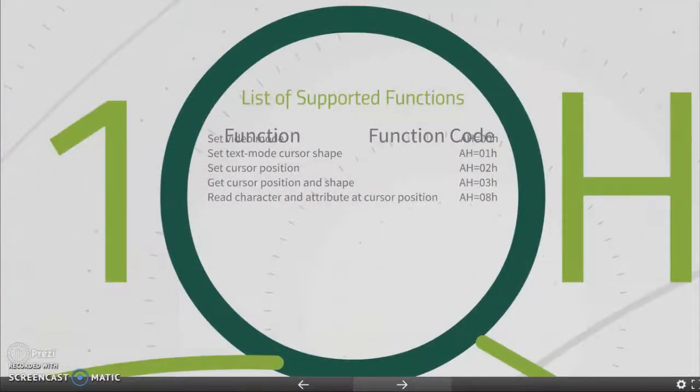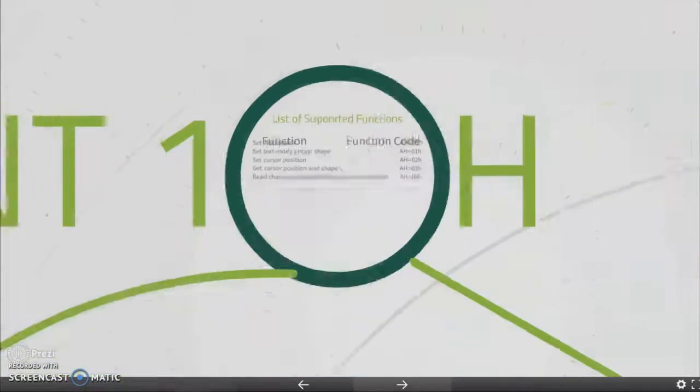Here is the list of the supported functions and the function codes. Set video mode, AH is 00H. Set text mode cursor shape, AH equals 01H. Set the cursor position, AH equals 02H. Get cursor position and shape, AH equals 03H. And lastly, read character and attribute at cursor position, AH equals 08H. So that's all.